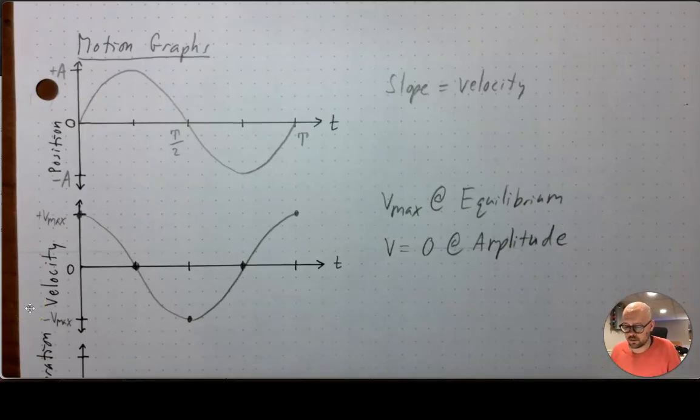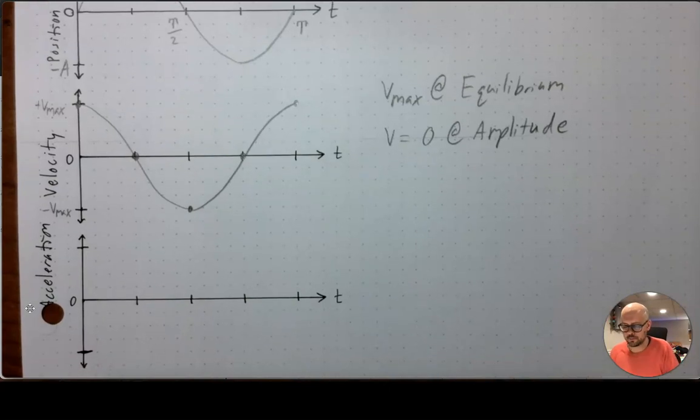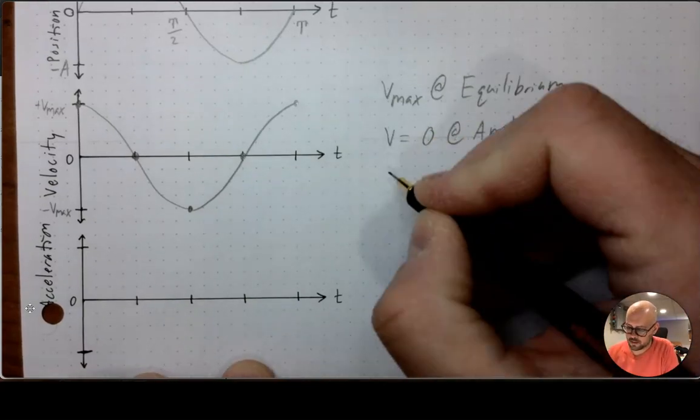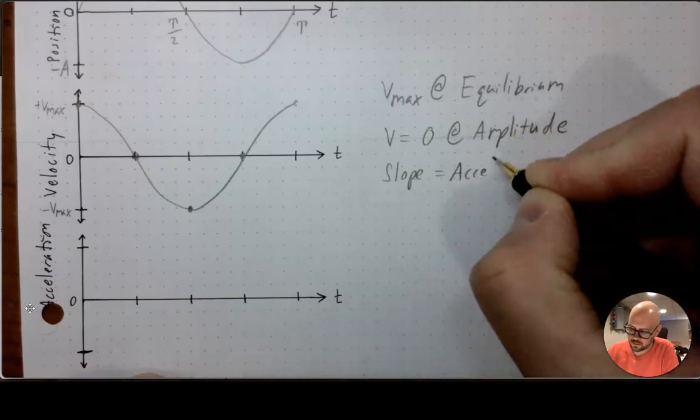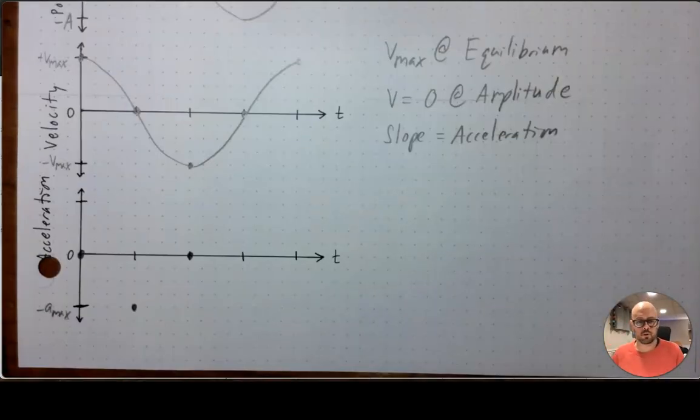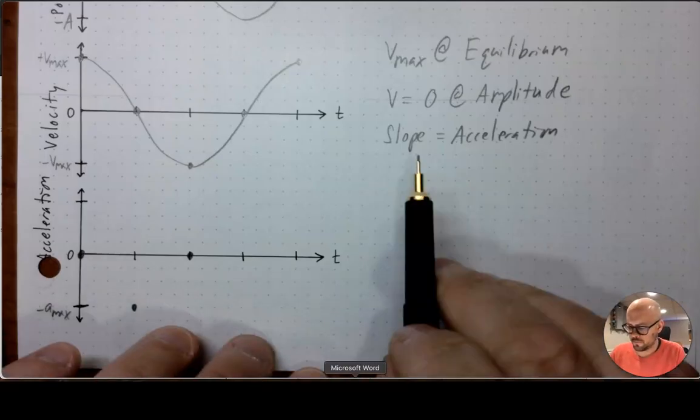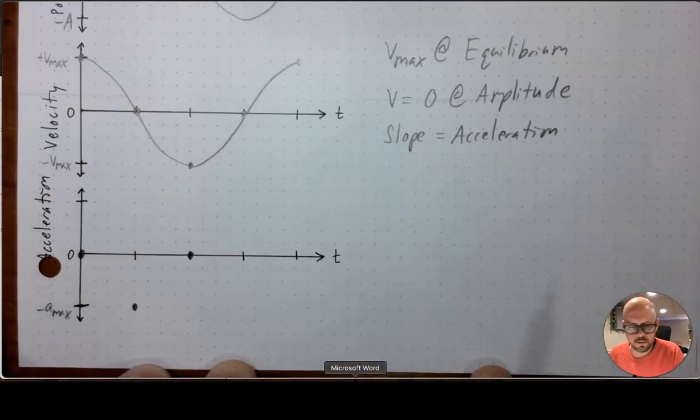And so last we're going to do the acceleration graph. We're going to play the same game, and for a velocity, the slope of a velocity graph is equal to the acceleration. Sorry, the video recorder cut out, so I'm just going to pick up where we left off. The slope of this velocity graph is equal to the acceleration.